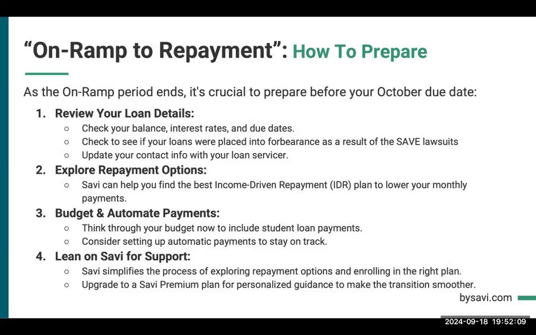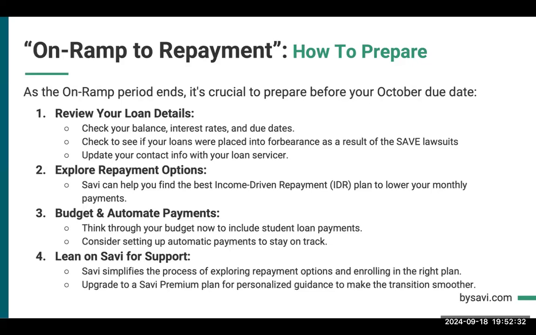How to prepare for the end of this on-ramp? A few things to make sure you check off before September 30th. First, review your loan details. Make sure you know your servicer, you have access to that online account, your contact information is updated, and check to see when your next due date is.